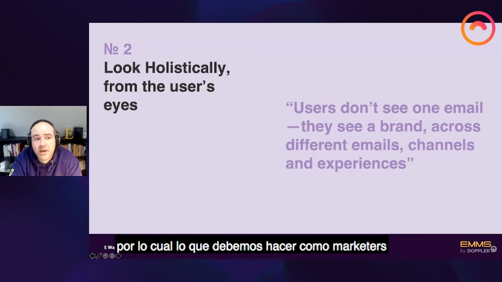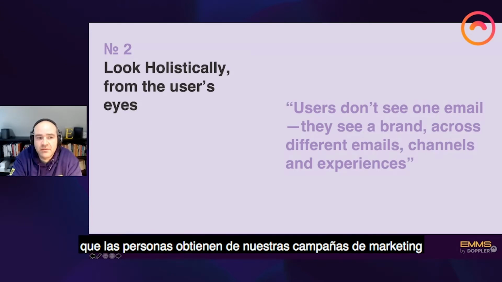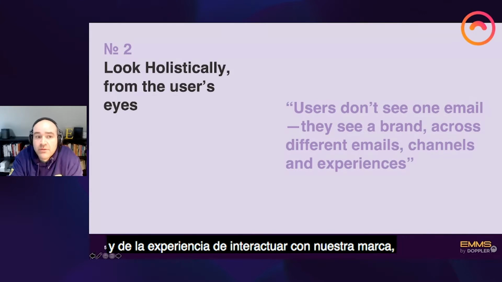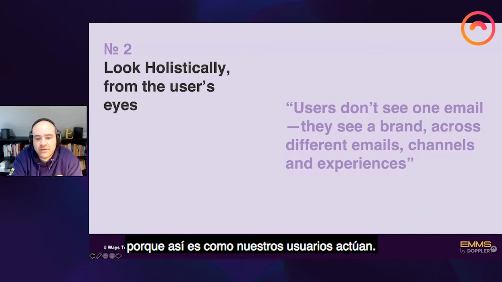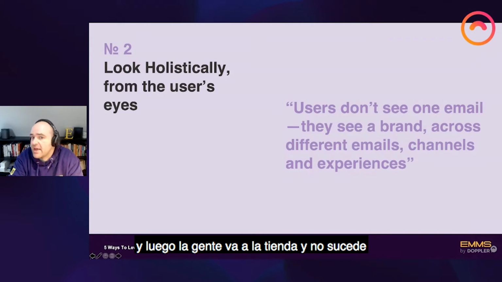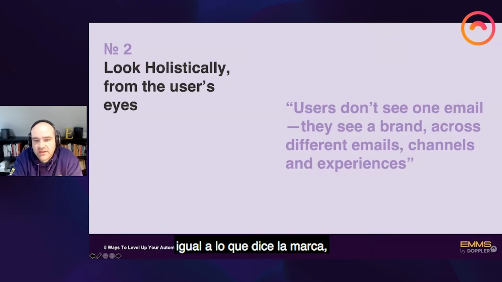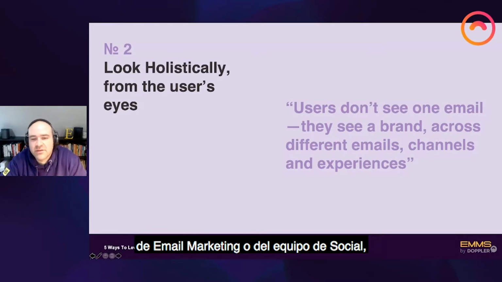So what we should do as marketers is look at all the different touch points that people get from our marketing campaigns and from the overall experience of interacting with our brand, because that's how our users act, right? So if we send an email that says, hey, come in store and XYZ will happen, and then people go in store and it doesn't happen, the brand is at fault there. It's not just the single email. People don't really see, okay, well, that would have come out of the email team and that would have come out of the social team.